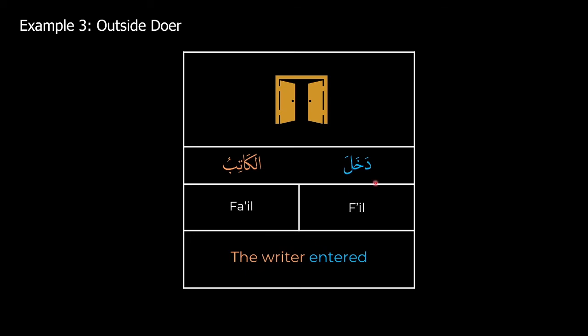Next, we have an example with an outside doer, dakhala al-kitabu. Right, dakhala is going to be our fi'l, and kitabu is going to be our fa'il, and this is going to be our outside doer because it comes right after the fi'l, and it's in a state of rafa, and we can tell by the dhamma ending, and both of them match in gender as both of them are masculine. So this becomes the writer entered.